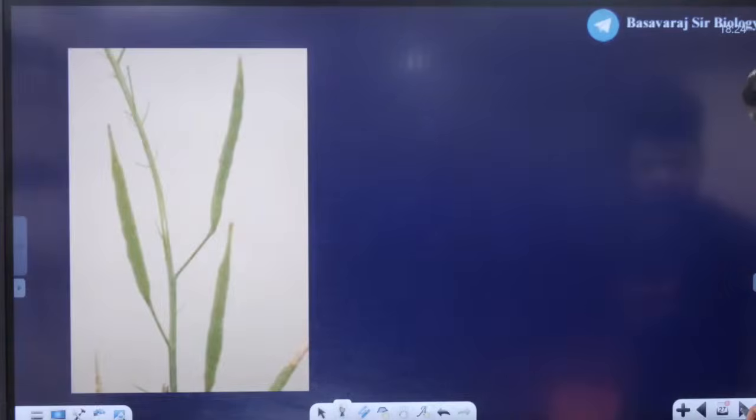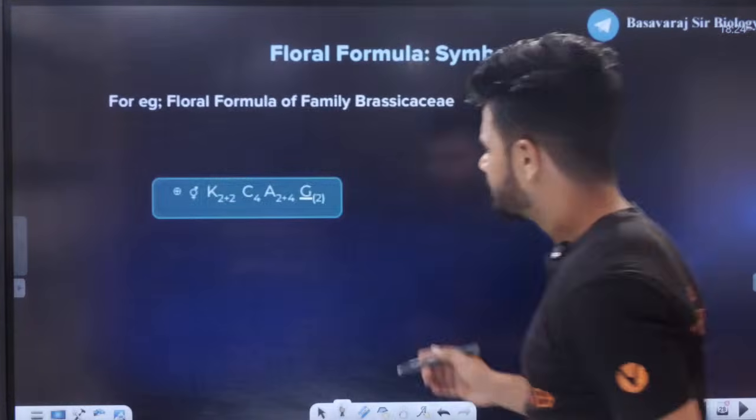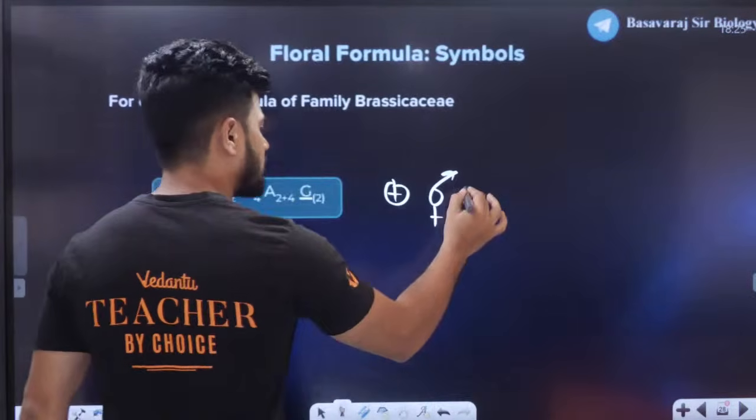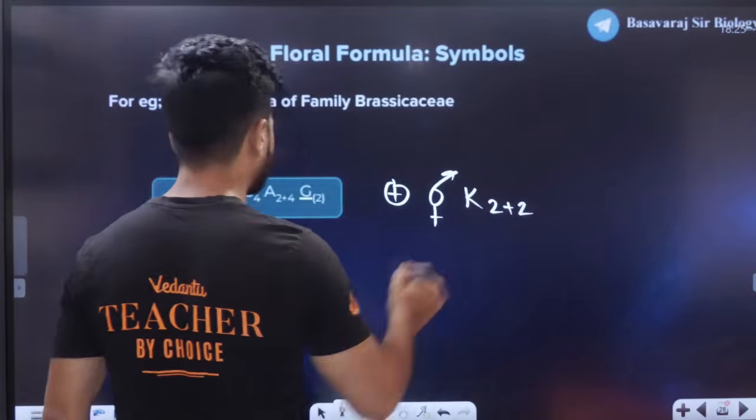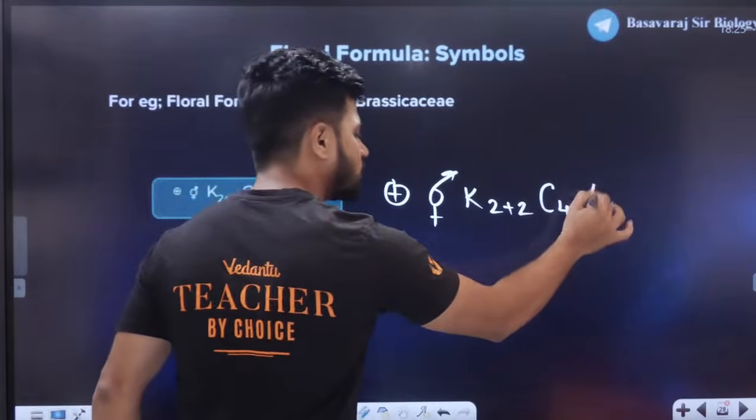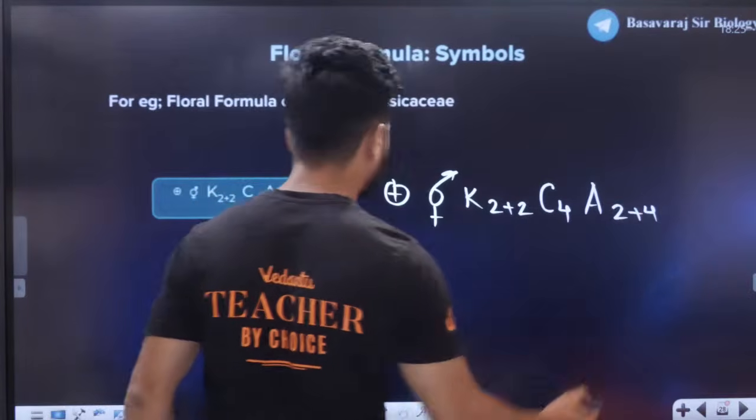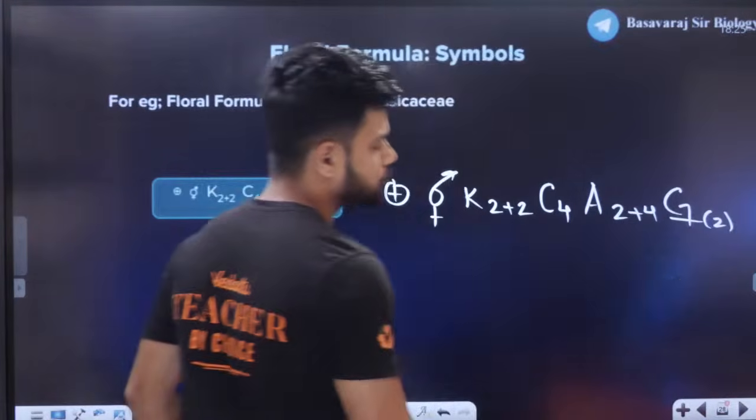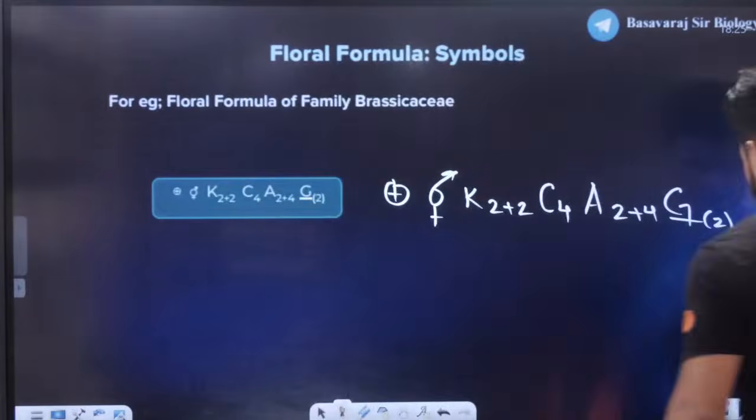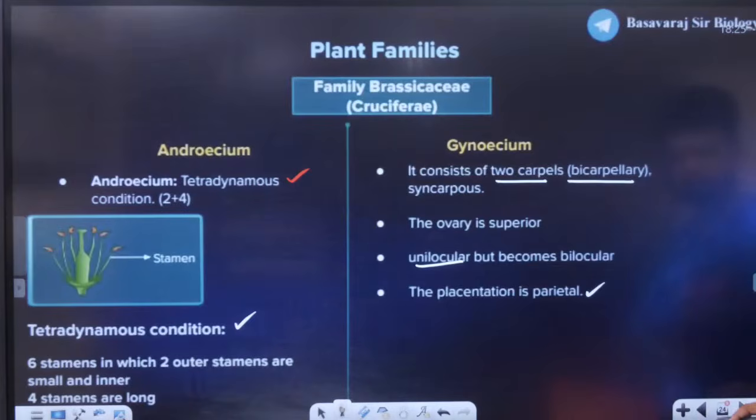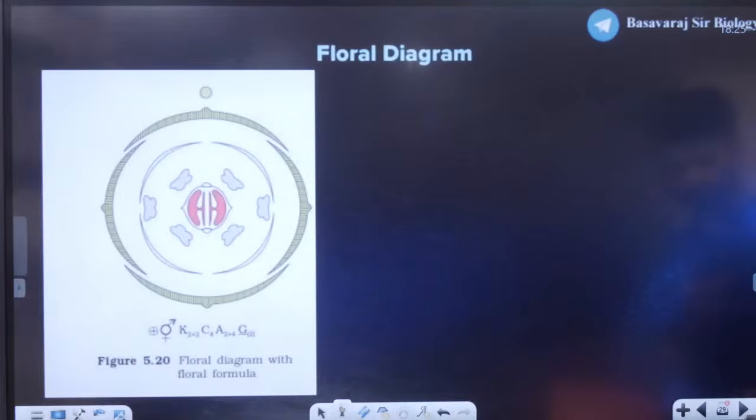False septum. The floral formula is very simple again. Actinomorphic we saw here. Bisexual condition. Calyx was 2 plus 2, very free. Corolla was what? 4. Corolla was 4. Androecium was tetradynamous condition, 2 plus 4. Gynoecium was superior and fused. Bicarpellary, syncarpous.